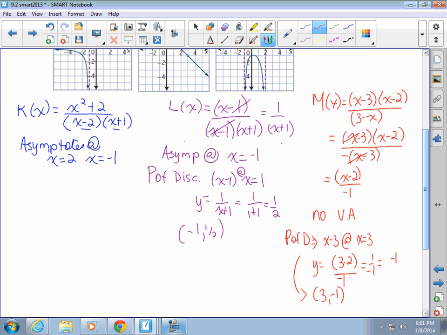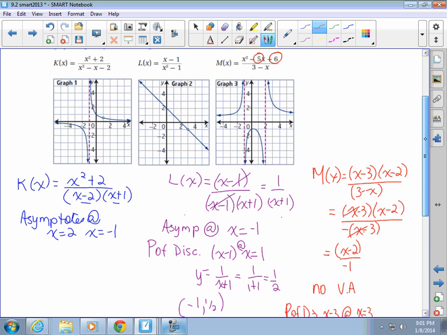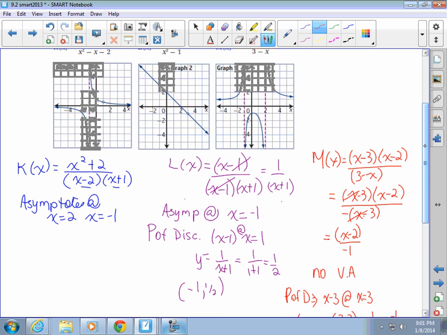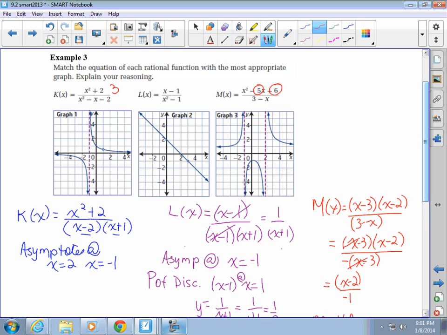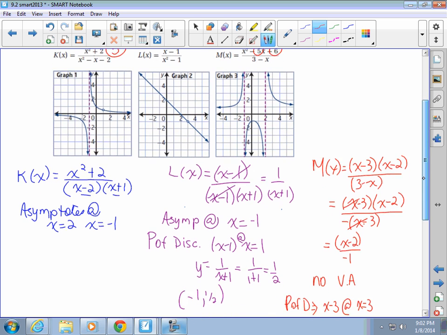So my first one there, my k(x) graph said there's no points of discontinuity, but I have two asymptotes at x equals 2 and x equals negative 1. None of my other graphs had 2, so I know that this goes with graph 3. The next one, x minus 1 over x squared minus 1.